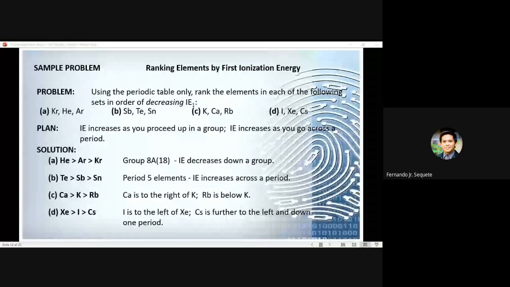Ang susunod would be argon, ang nasa pinakamababa would be krypton. Okay. That is why the arrangement is He, Ar, and Kr.